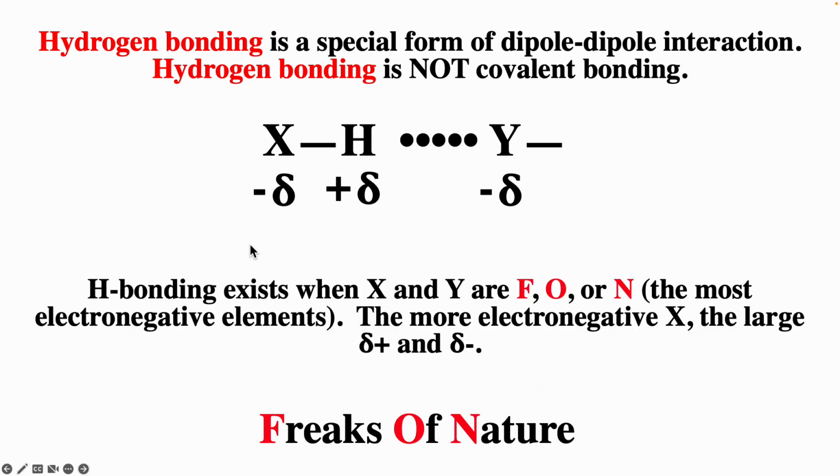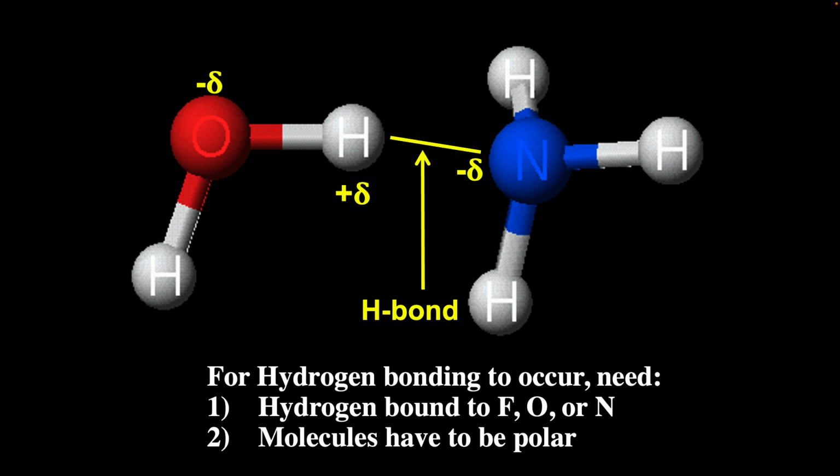Hydrogen bonding exists when X and Y are fluorine, oxygen, or nitrogen. These are three of the most electronegative elements and are relatively small. The more electronegative X is, the larger the partial negative charge, and the larger the partial positive charge. So hydrogen bonding occurs when you have hydrogen bound to fluorine, oxygen, or nitrogen.